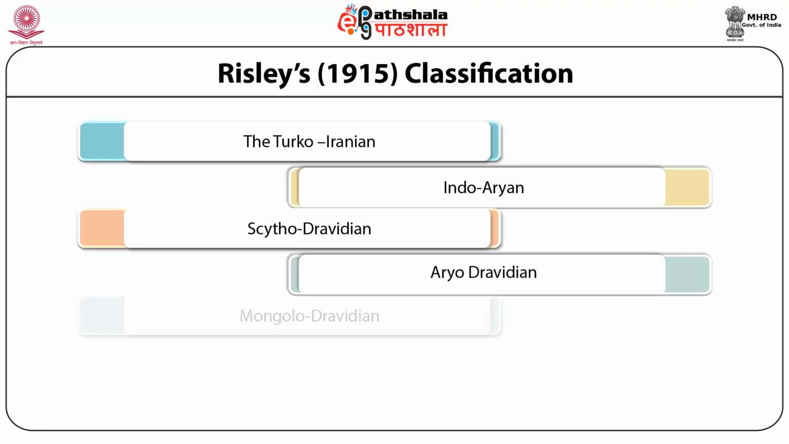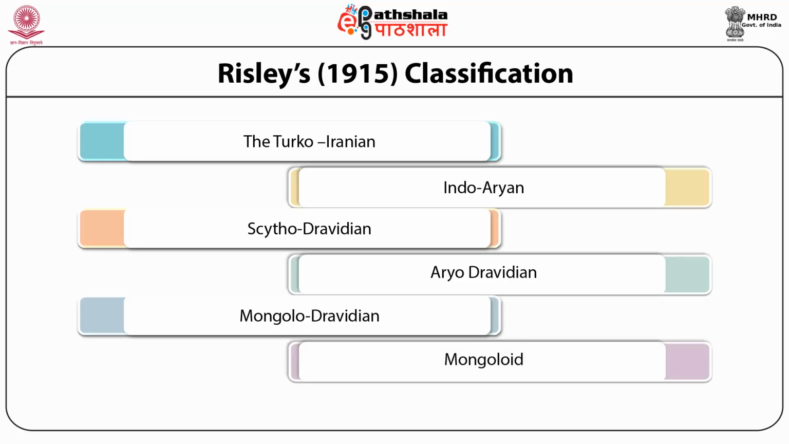The fifth one is Mongolo-Dravidian. They are an intermixture of Mongoloids and Dravidians. They are mostly found in West Bengal and Orissa, and they were usually Brahmins and Kayasthas. Their characteristics include broad head, dark complexion, flat nose, short to medium stature and plentiful hair on the face.